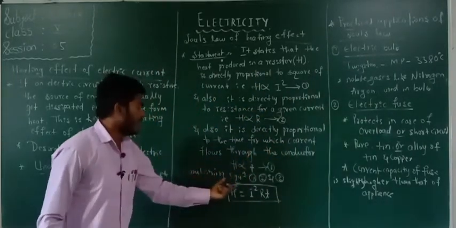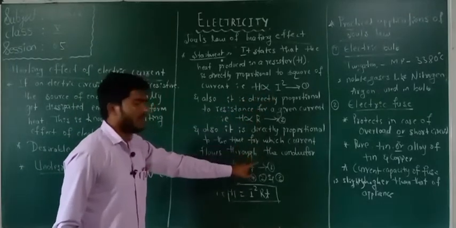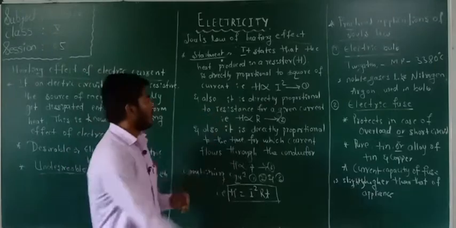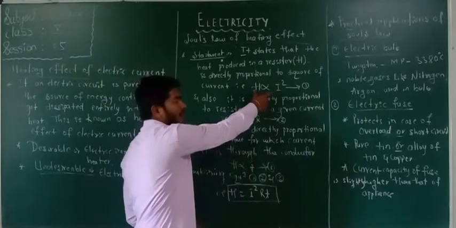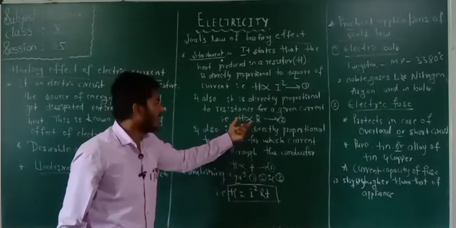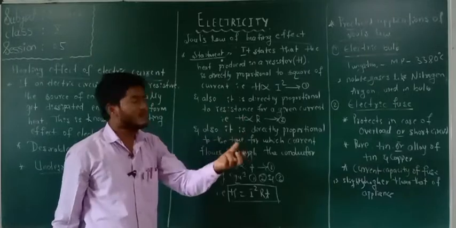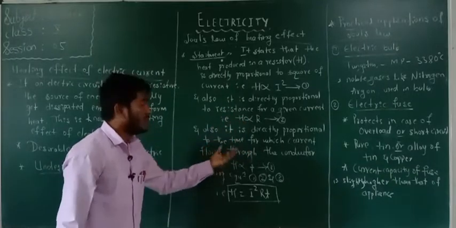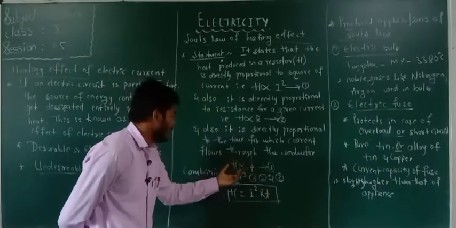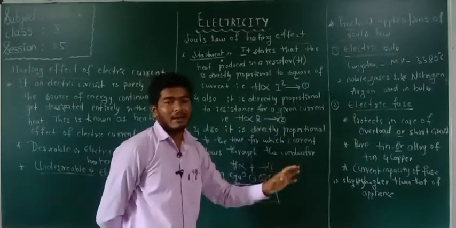Heat is directly proportional to I square R T, isn't it? Why? Because the first statement states that heat is directly proportional to the square of the current. The second statement states that heat produced in a resistor or a conductor is directly proportional to the resistance of the conductor. And the third statement tells that heat is directly proportional to the time period for which we provide the electric current.